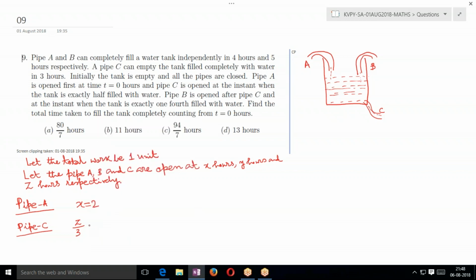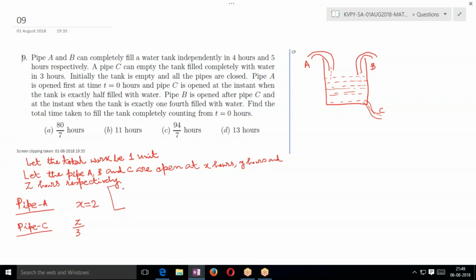But at that time what happened? That is the releasing of water. But as the pipe is also open in those 3 hours, that portion of water will be poured. Let me explain why I get X is equal to 2. As we say pipe A is open for X hours, according to the first part of the question, pipe A is open at time t equal to 0 hours and pipe C is open at the instant when the tank is exactly half filled.